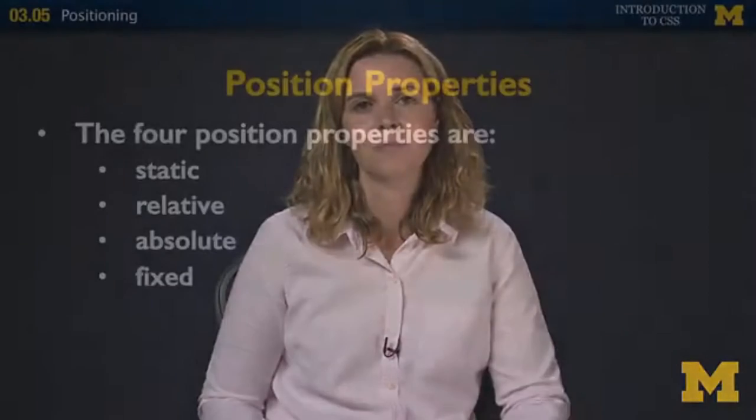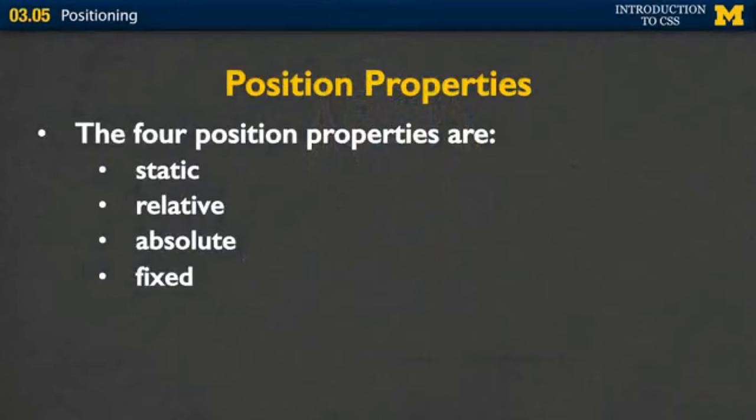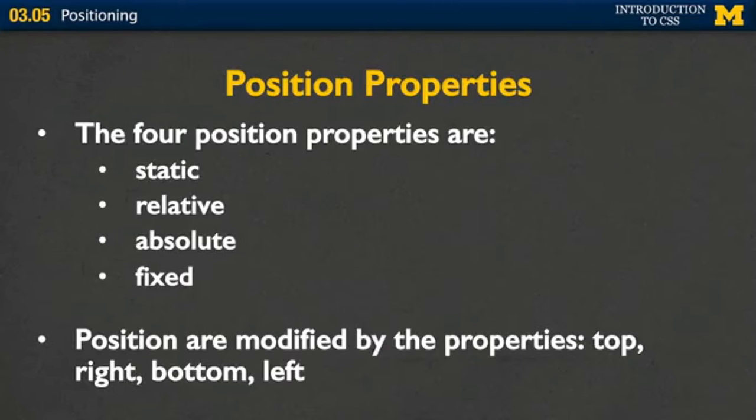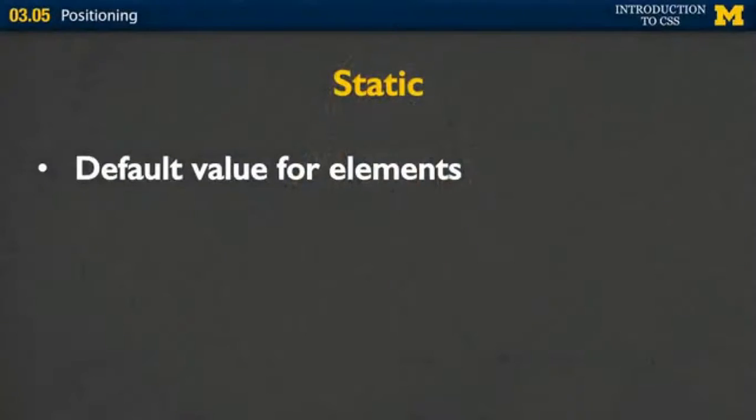So let's begin talking about the different positioning properties that you can use. Okay? The four position properties are static, relative, absolute, and fixed. And for the most part, they're very different. Each one of these can also be modified by properties such as top, right, bottom, and left. So you say what kind of position you want the element to be, and then you can say, but I want it to be this far from the top, or this high off the bottom, or this far over from the left.